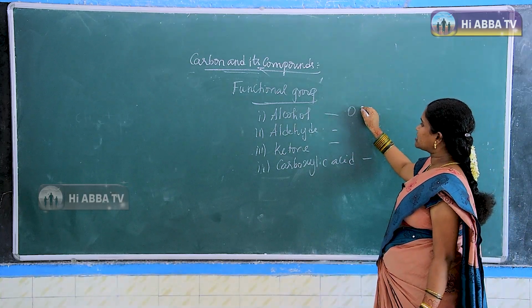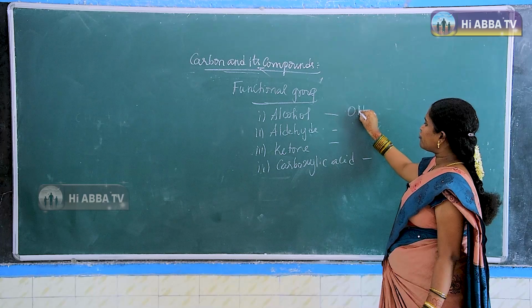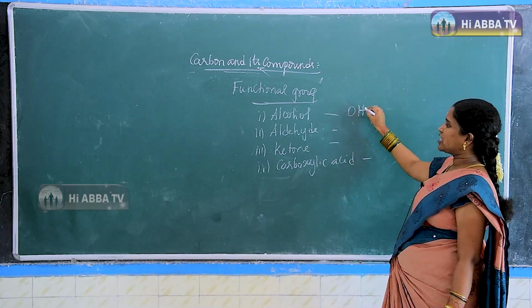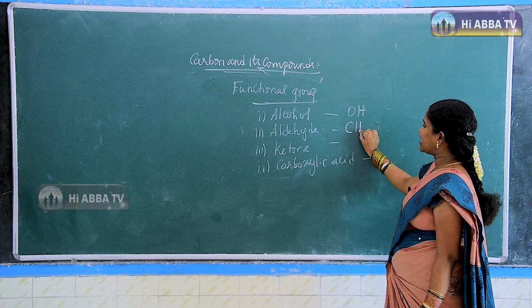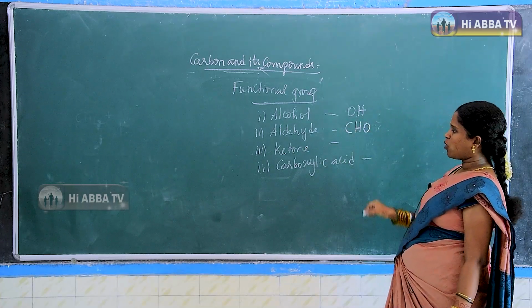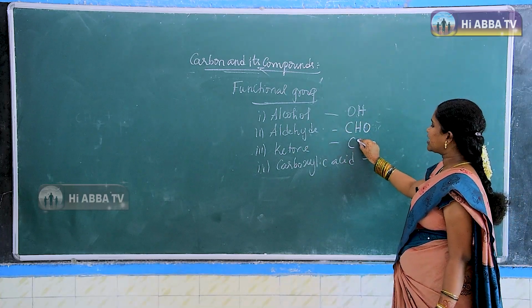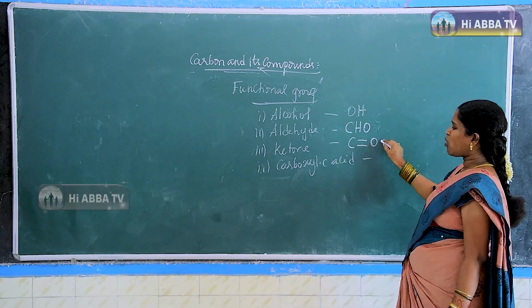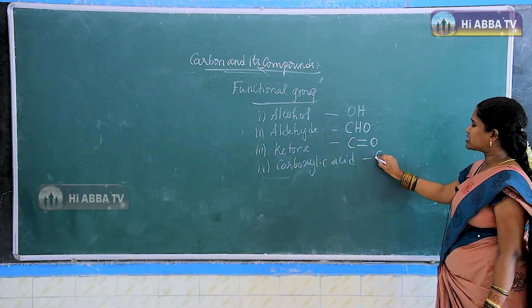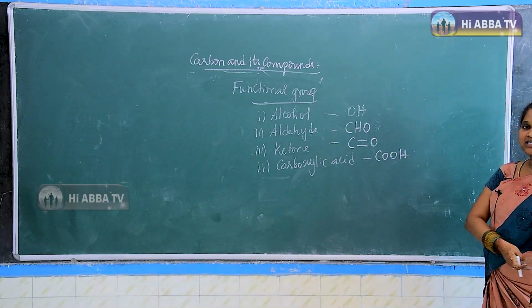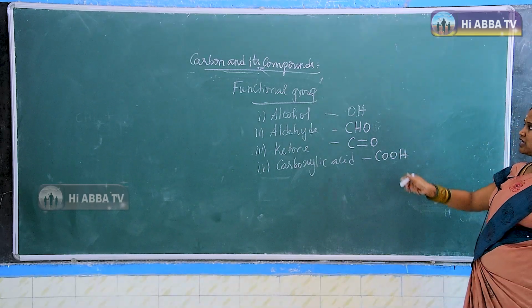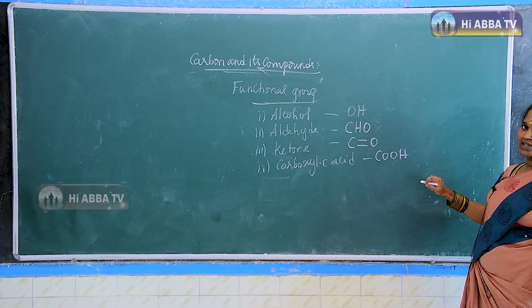Alcohol means which consists in a formula. If it consists of OH, then it is termed as alcohol. Whereas aldehyde consists of CHO. Whereas in ketone, it consists of C double bond O. And in carboxylic acid, if it consists of COOH, then it is termed as what? Carboxylic acid. So 4 functional groups are there.